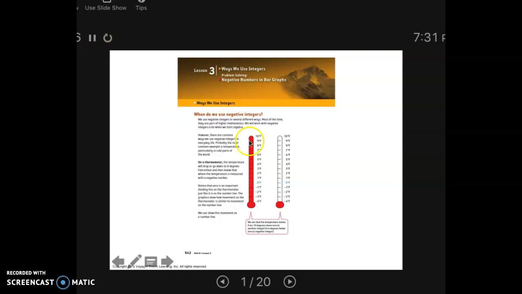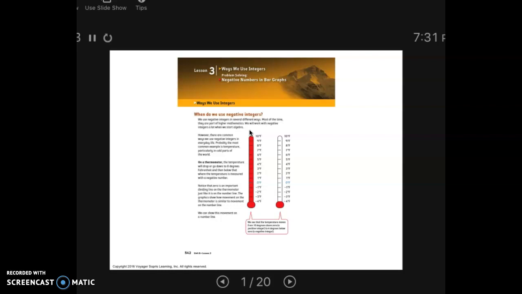We use negative integers in several ways. Most of the time, they're part of higher mathematics. We'll work with negative integers a lot when you guys begin algebra. However, there are common ways we use negative integers in everyday life.